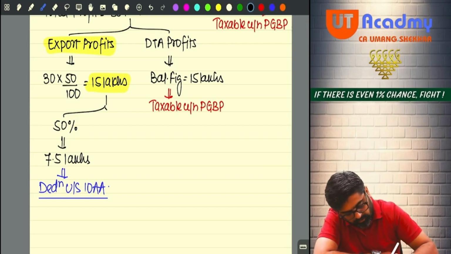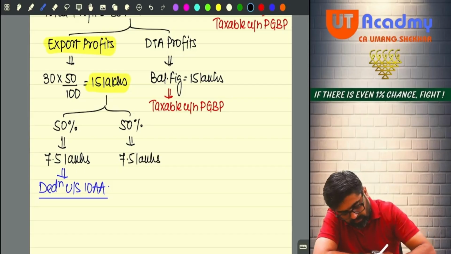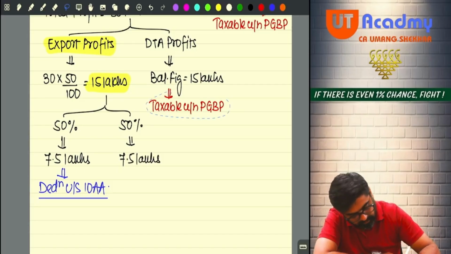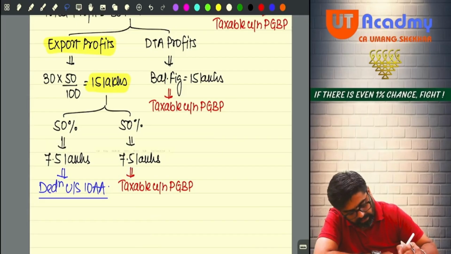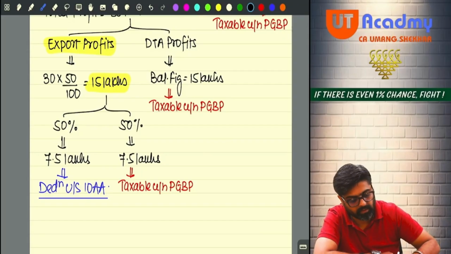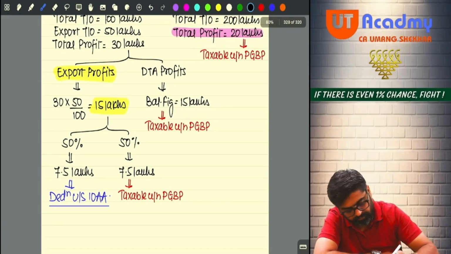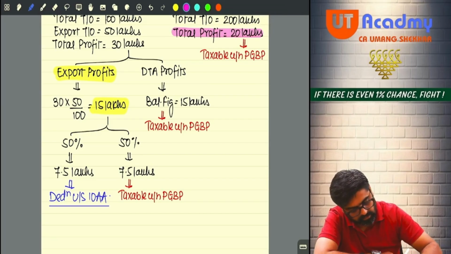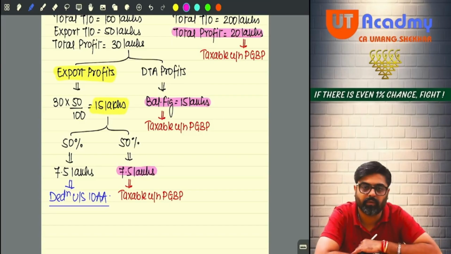Now what about the balance 50% of export profits? So balance 50% of export profits, 7.5 lakhs, I cannot exempt them. Why, sir? Because only 50% is exempt, only 50% is allowed as a deduction. This will be taxable. Now, do you have the taxable amount? This 15, this 20 and this 7.5.